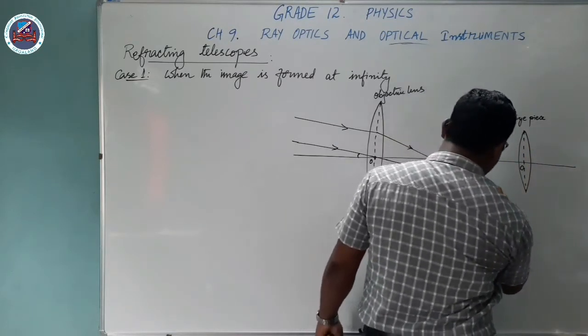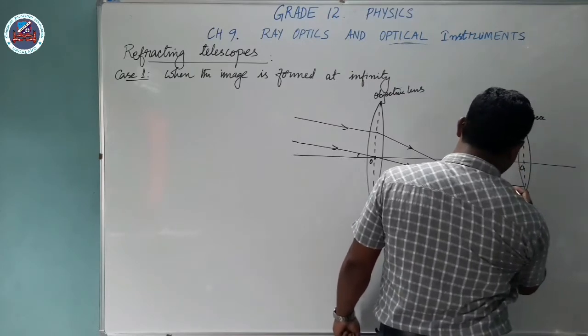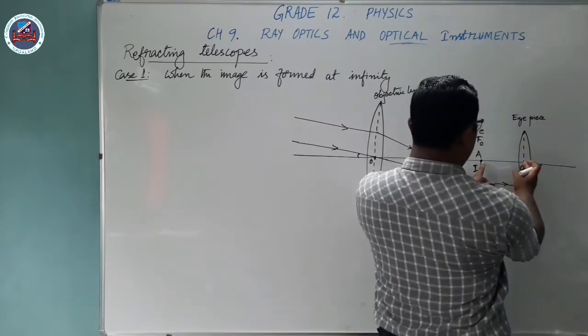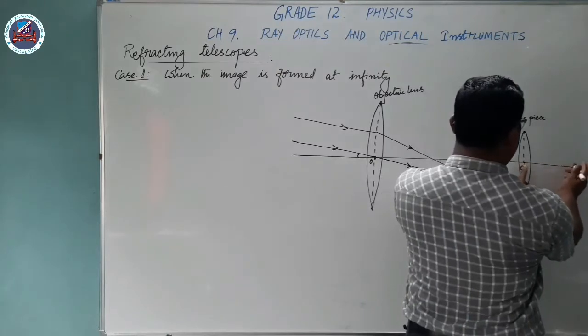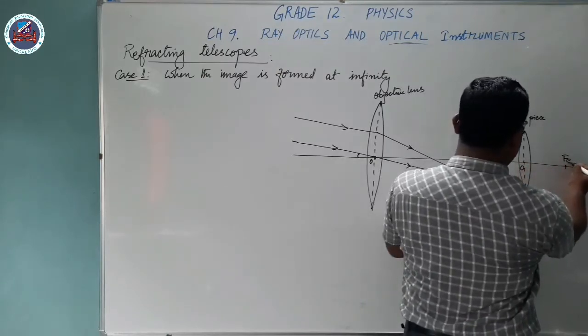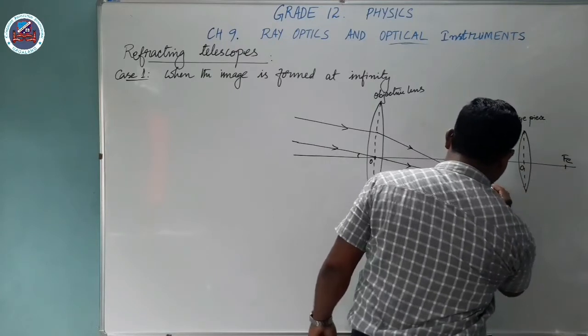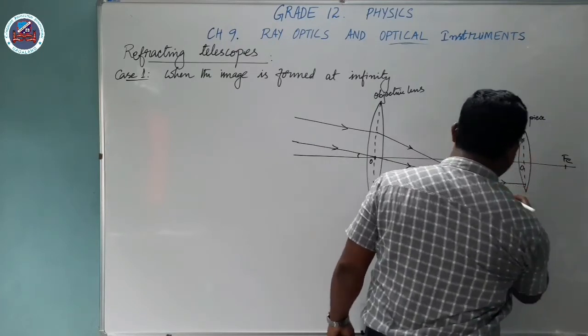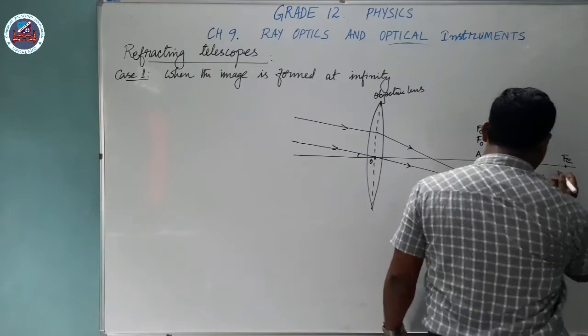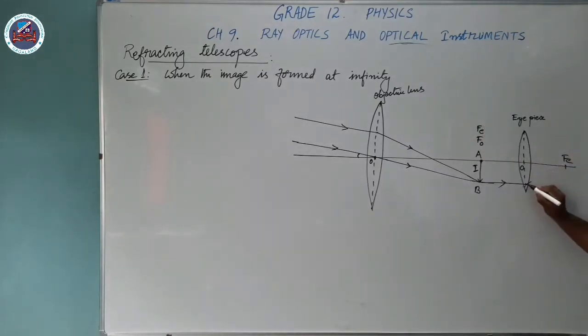The ray that comes parallel to the principal axis must pass through the principal focus. This distance, mind it, you try to take exactly here, FE. If it comes parallel to the principal axis, then it will pass through the principal focus of the eyepiece lens. Like this it will go. Then the second ray, you'll have to use your scale. It must be straight. It will go like this.